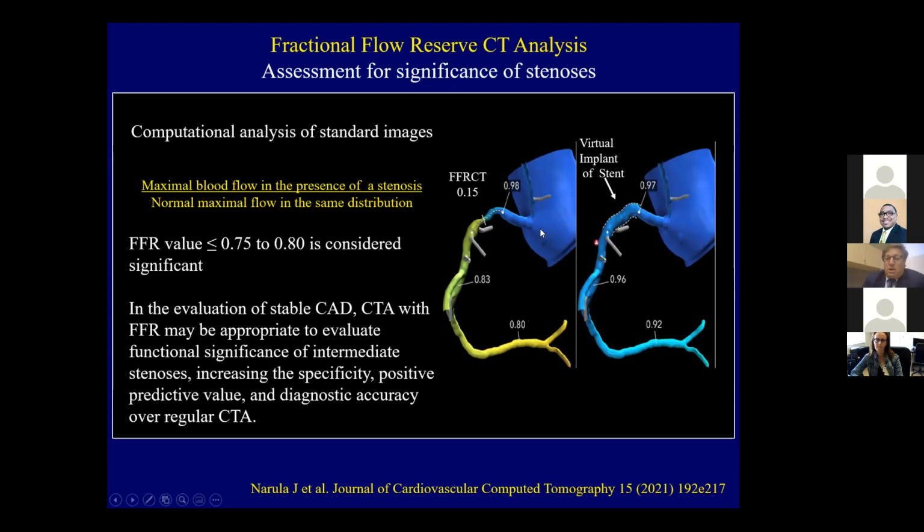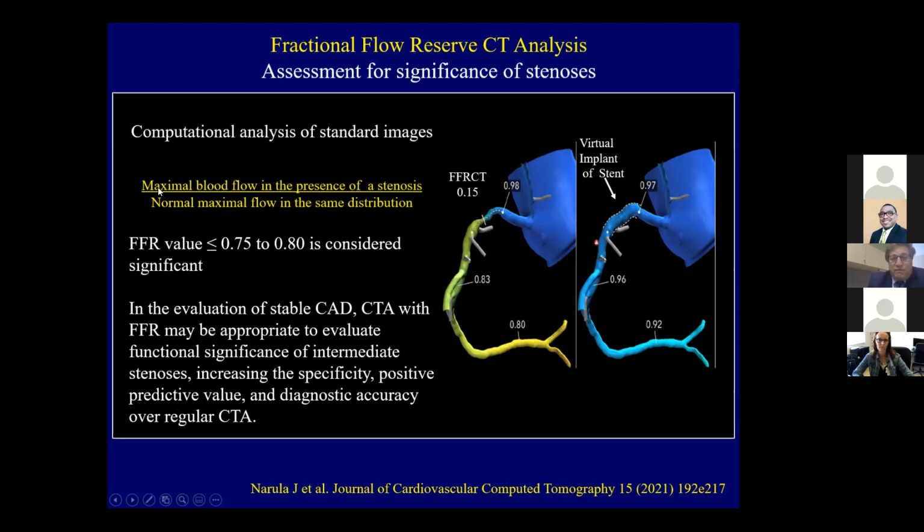Now that can be done with CT virtually. So it's kind of like you're devising a new car and you want to assess its wind tunnel characteristics. You don't build the car and do that. You basically do a computational model and you run it on a computer to look at it. So what you can do is, with a standard CT scan, reconstruct the artery and basically computationally measure flow across the segment to see if it's significant.